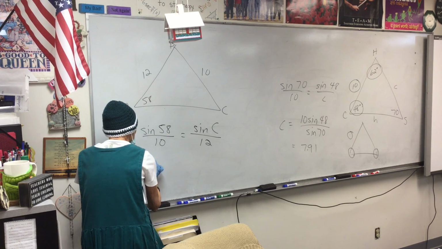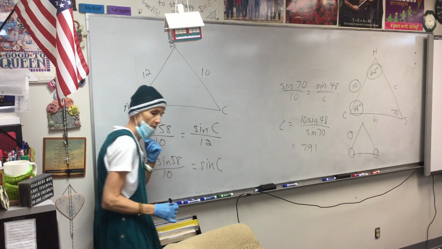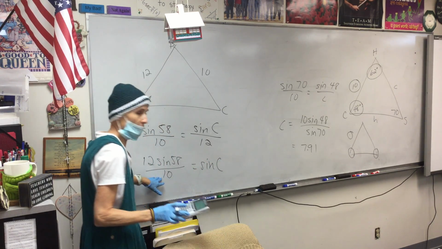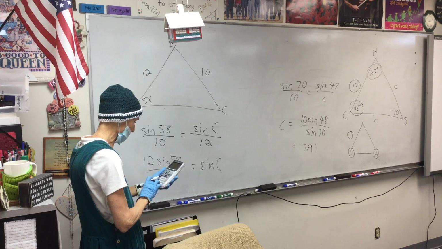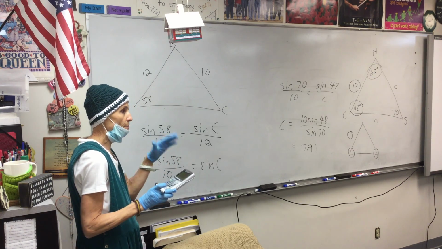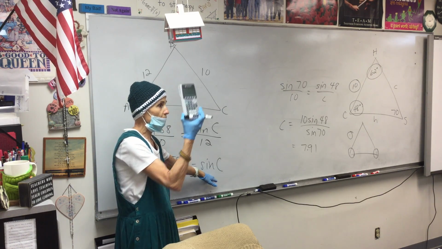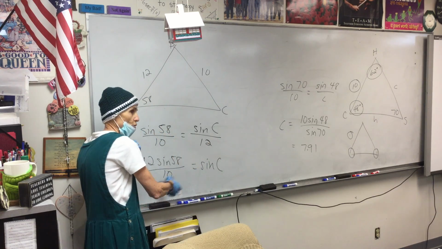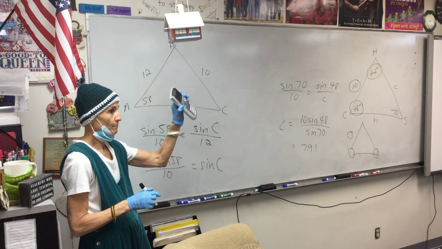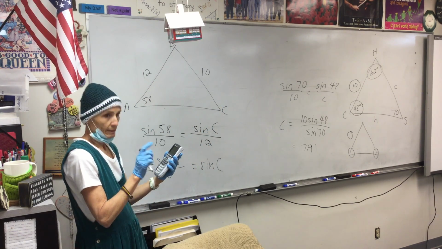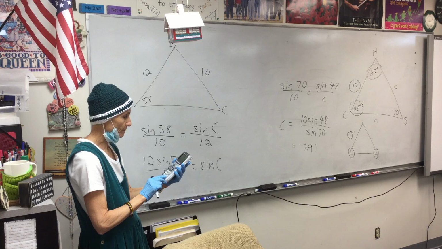I'm just going to multiply over here. So 12 sine 58 over 10 equals sine C. Would everybody agree with that? Okay, so I'm going to type this fraction in. And you get some decimal, right? Now, that is not angle C. How do we get from what's on the calculator, this decimal, to angle C? What do we have to do? Yeah, second sine. Yep, inverse sine. So second sine, second answer.